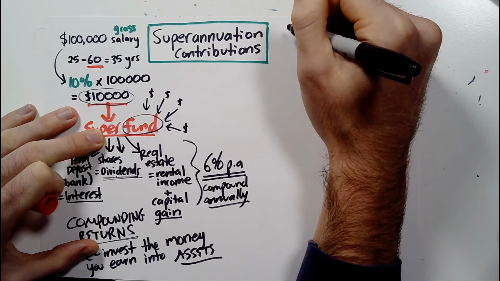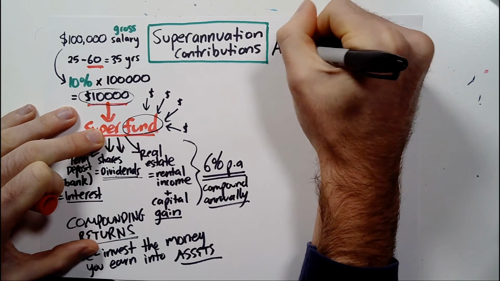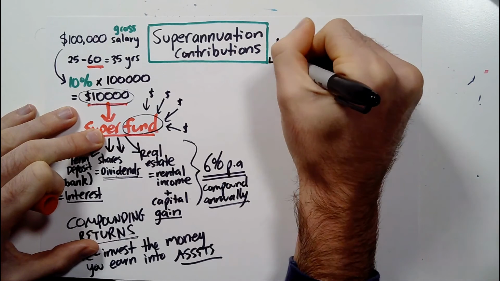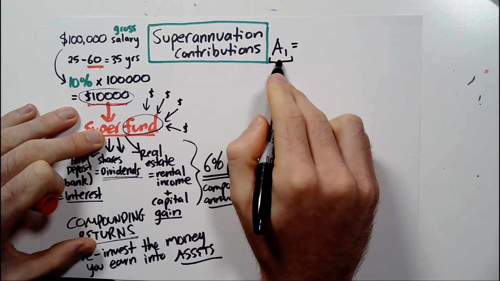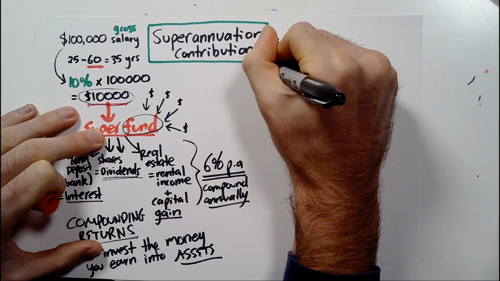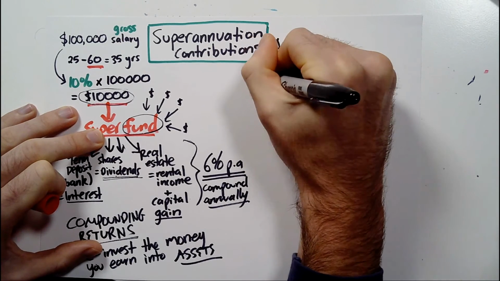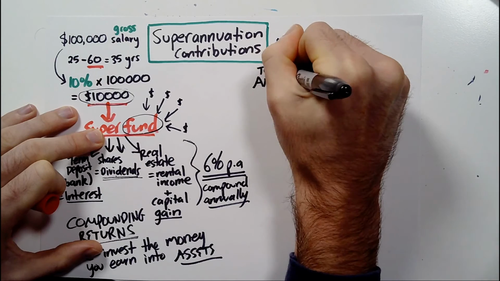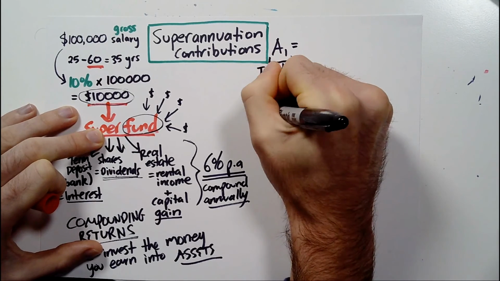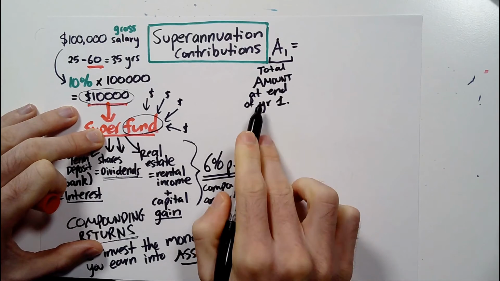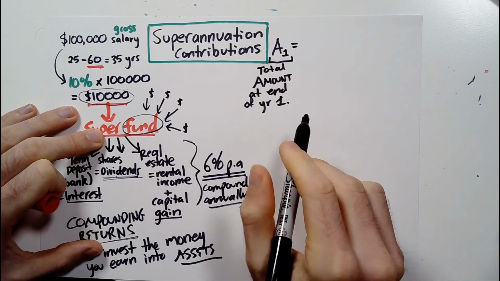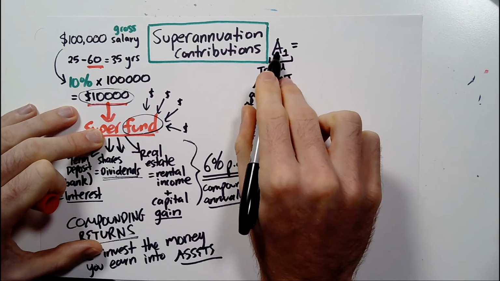Okay, so let's have a look at what happens to your money. So you have at the end of year 1, the amount in your account of your super, remember, this is an account you can't touch. It's not a normal bank account, but the amount, this is the total amount at the end of year 1, that's what that represents, A1. I just use this small 1 here in the right corner. It's called subscript 1, just to represent after 1 year.